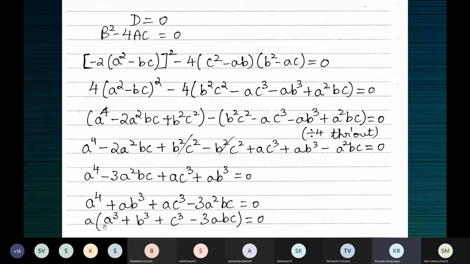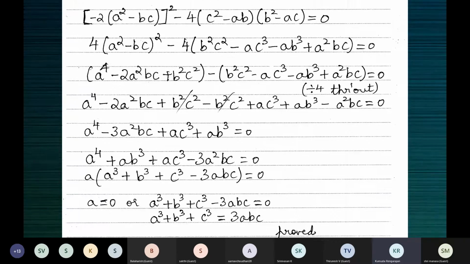On taking a common, we get a cubed. A into a cubed is a power 4. A into b cubed, ab cubed. On taking a common, a is out common here, so c cubed. A out common, so this 3a square bc will be 3abc is equal to 0. So now the product is 0.